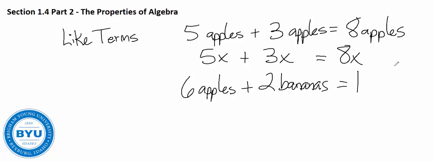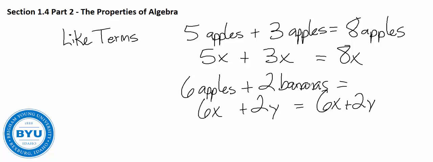Okay, that might be true down at Jamba Juice, but here, when dealing with math, we are only allowed to add things that are exactly the same, like terms. So if you were asked to add 6x plus 2y, you can't do it. You just say 6x plus 2y. This is just 6 apples plus 2 bananas. They have to be like terms to be able to add together in algebra. Okay, the variables, that is.